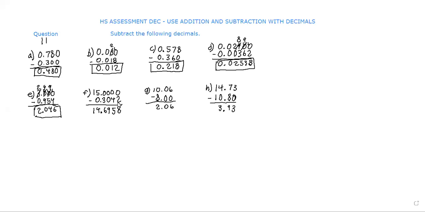Let's do letter F. Okay, 0 minus 2, we cannot do that. So we go to the place value to the left to borrow. We can't borrow this. That's 0. This is 0. That's 0. We finally get a 5 here. Right, we just keep going left until we can get a digit.